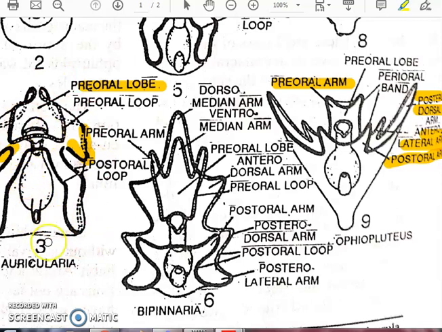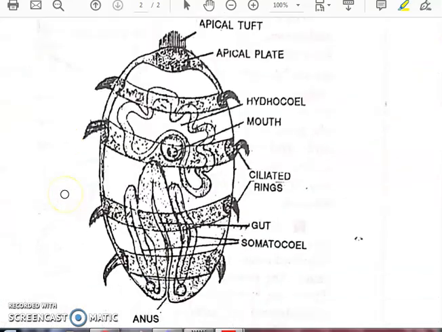So this is auricularia larva. It gets transformed into another larva, that is Doliolaria larva. So this is Doliolaria larva. This Doliolaria larva is barrel shaped, as you can see. The ciliated band which was undivided in the auricularia becomes segmented.